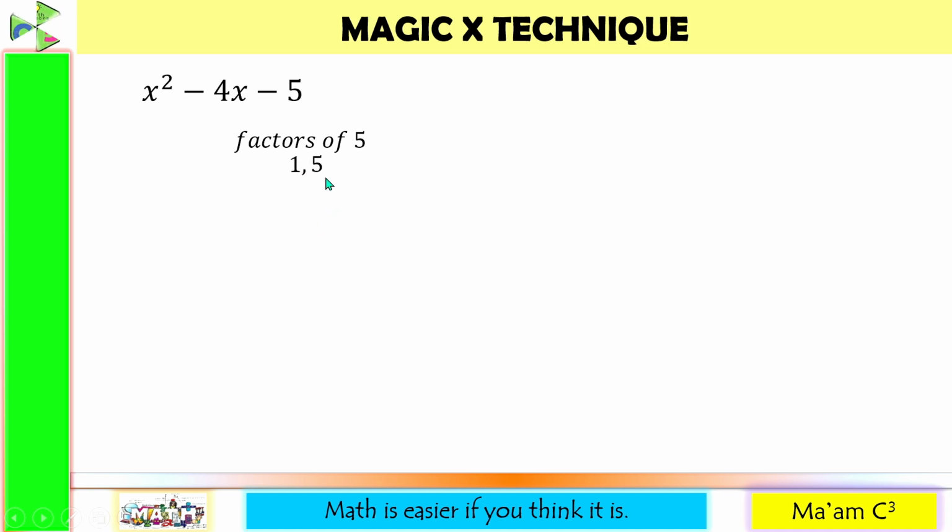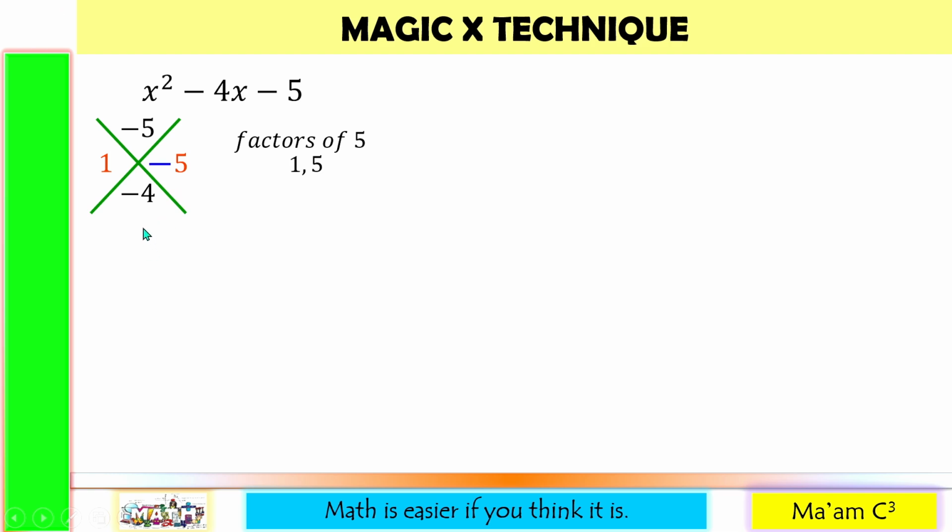If I'm done listing all the factors, then I'm going to create my magic x. On top, I'm going to write the third term, including the sign. And at the bottom, I'm going to write the numerical coefficient of the middle term, including the sign. On the left and on the right, I'm going to write my factors. Now, since my top number is negative, I need to have one positive and one negative factor so that the product will give me a negative number. Next, since my bottom number is negative 4, then the bigger number should be the one that is negative.